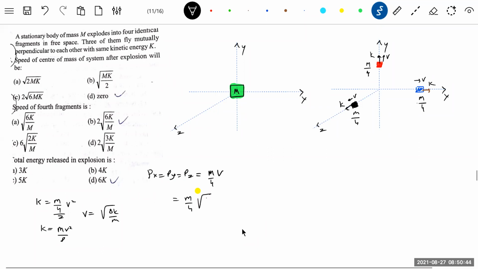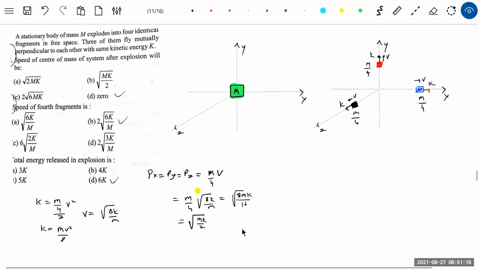We have just now calculated. So this will become 8 mk by 16, which is root of mk by 2. If you're finding it difficult, you can apply this method. So there's the initial momentum of an individual fragment here. Now it's asking the center of mass of the system after the explosion will be.